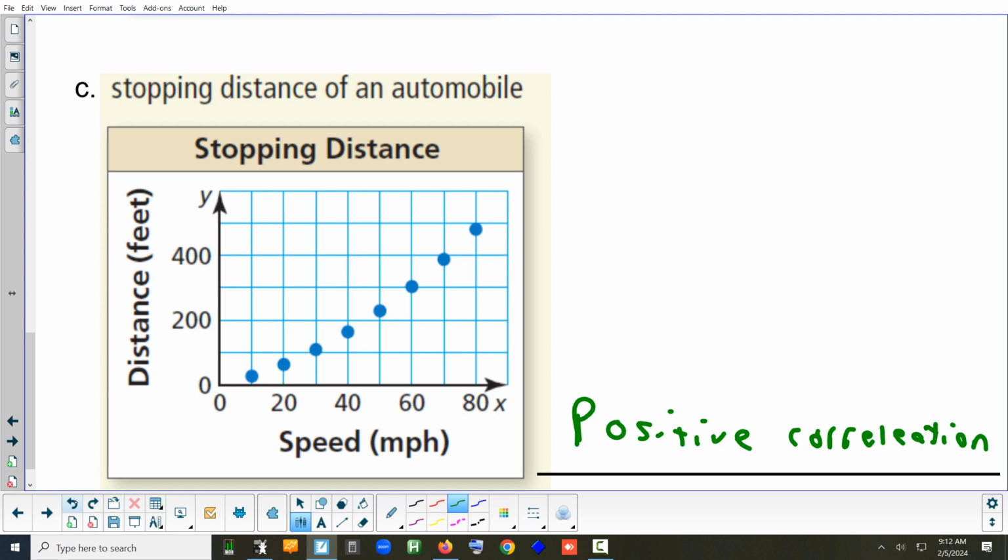All right, so now let me ask you a question about it. If a car is going 60 miles per hour, how long, based on this chart, does it take that car to stop? Yeah? 300. 300 feet. Yeah. So based on the road conditions, the weather, this vehicle, 60 miles an hour, it's going to take the car 300 feet to stop.